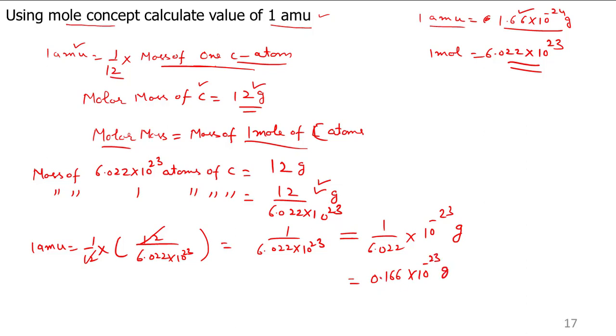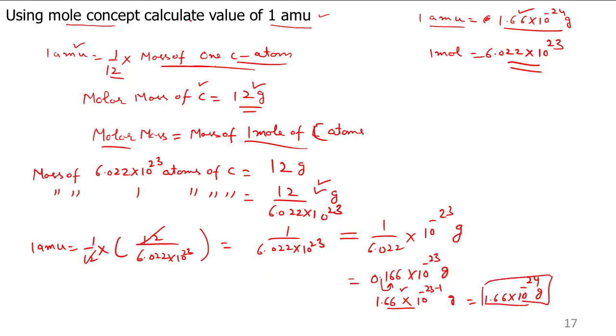Now if we keep this decimal one place to write 1.66, then what we have to do? We have to subtract 1 from here. So it is 1.66 into 10 raised to power minus 20. This we have already discussed in previous lecture, how to make the scientific notation.